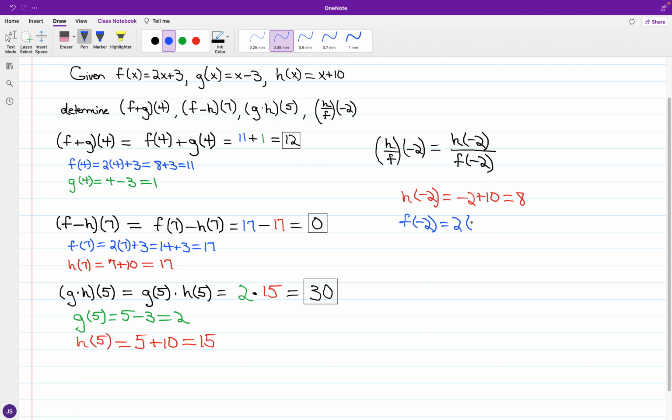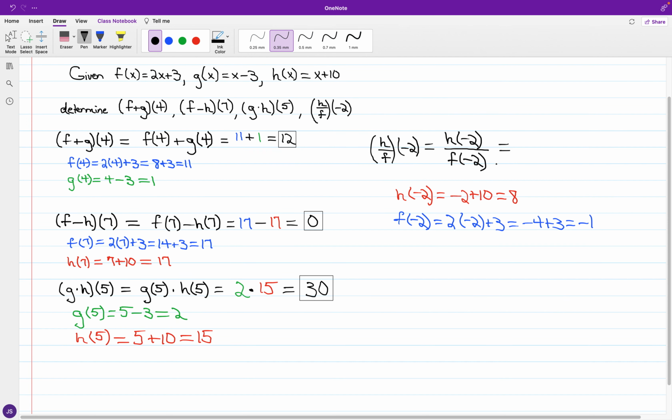And for f of negative 2, we're looking at 2 times negative 2 plus 3. 2 times negative 2 is negative 4, plus 3, so we have negative 1. And so going back to the quotient function, h of negative 2 is 8, and f of negative 2 is minus 1. Here we have 8 divided by negative 1, and a positive over a negative is a negative, so for this outcome, we have minus 8.